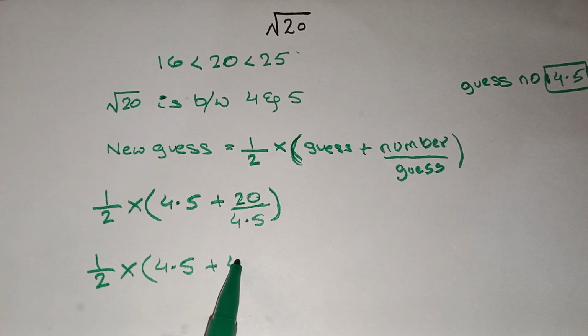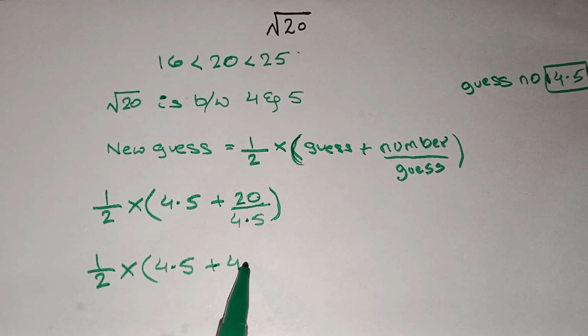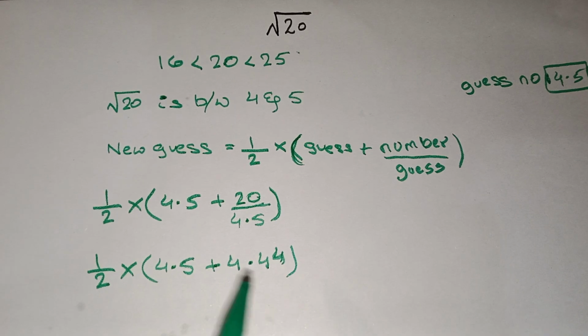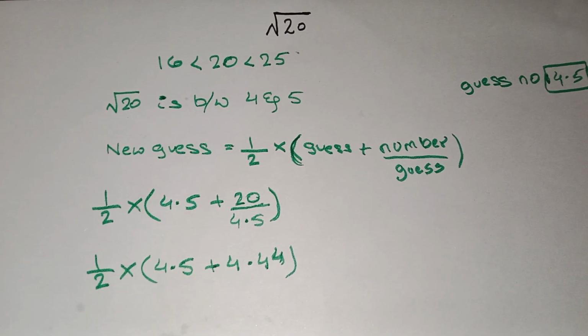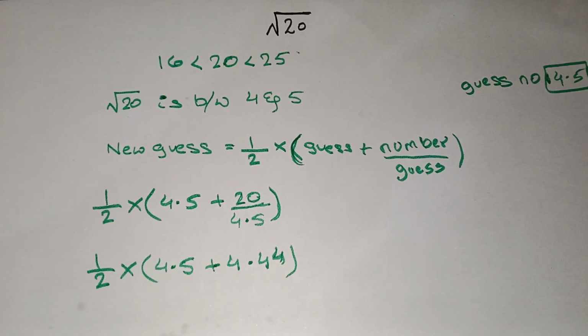4 will be written as it is, 4, then 4.44. How 4.44? Now I will tell you. 20 over 4.5. 4 4 is 16. 4 will be written as it is, then 4 will be written as it is, then the remaining is 4. The remaining will be written after the decimal.